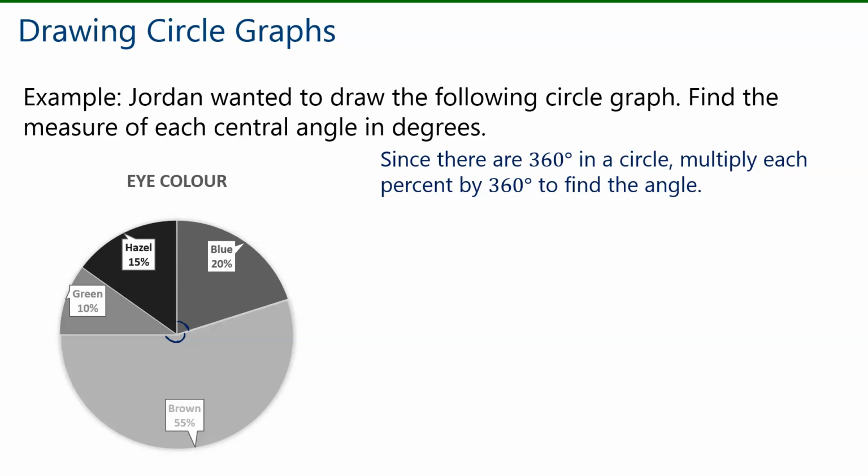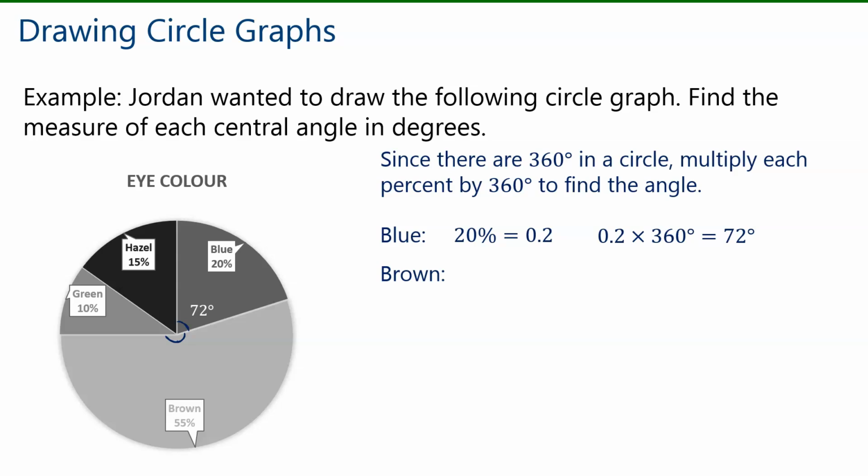So here we have 4 eye colors. Let's start with blue. Now blue is 20%. 20% of the people surveyed had blue eyes. So if I want to change that to a decimal, I can divide that by 100. 20% divided by 100 is 0.2. Now multiplying that by 360 degrees, I get an angle measurement of 72 degrees.